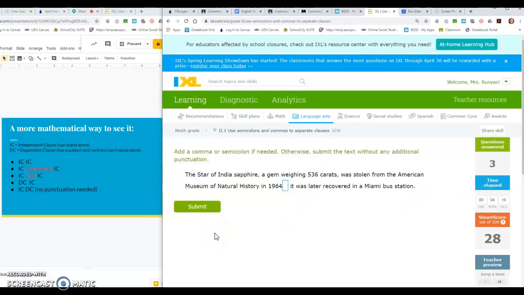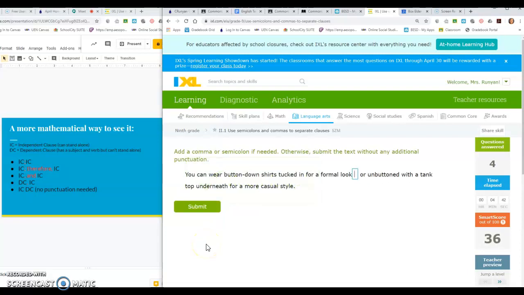Here, the Star of India sapphire, a gem weighing 536 carats, was stolen from the American Museum of Natural History in 1964. That could stand alone. It was later recovered in a Miami bus station. That could also stand alone. There is no conjunction, so we would use a semicolon to say these two sentences are closely related.